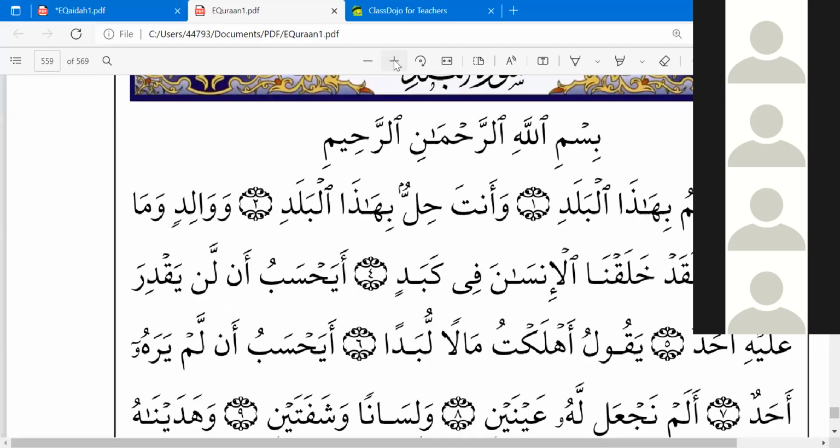Yes, about fathatain and kasratain, let me give one example in the Quran so that we become familiar. Inshallah, let me open my Quran now. I have a Quran here. Am I sharing the Quran? Yes, sir.